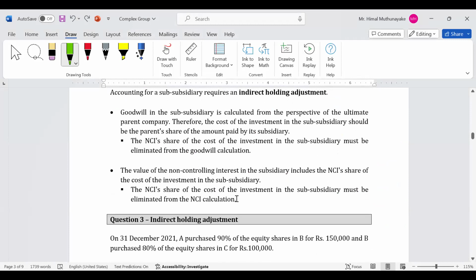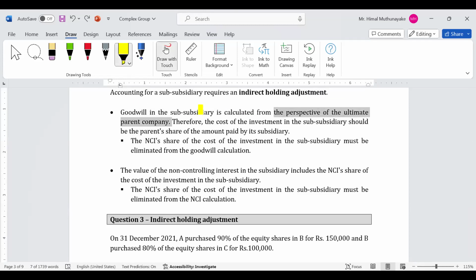So goodwill in the subsidiary is calculated with an indirect holding adjustment that you have to do when you are doing the vertical group adjustment. Goodwill in the subsidiary is calculated from the perspective of the ultimate parent company. That is why I'm saying that we are preparing the parent company's financial statements. So when you are doing the goodwill calculation, you need to think from the perspective of the ultimate parent company.